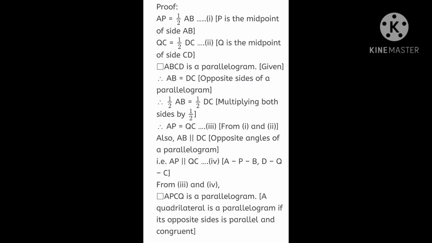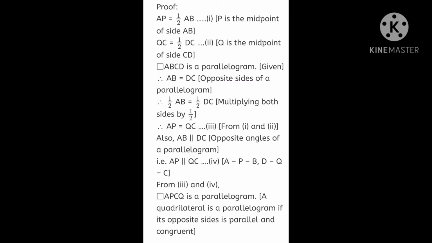If you multiply by half, then you get half of AB is equal to half of DC, and half of AB is equal to AP from 1, and half of CD is equal to QC from number 2. So therefore from 1 and 2, AP is equal to QC, as half of AB is equal to half of DC. Give it number 3.